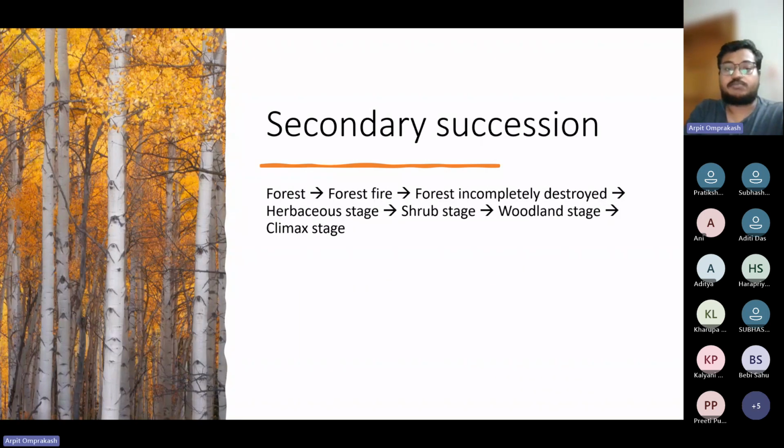An example of secondary succession would be, let's say we have a forest and there's a huge forest fire and the forest was incompletely destroyed. Then we can have herbs from here, then shrubs, woodland and climax stage. Since there are spores and seeds and everything, the growth will be accelerated. It will start from herbaceous stage and we won't have to start from lichens again, like in primary succession.